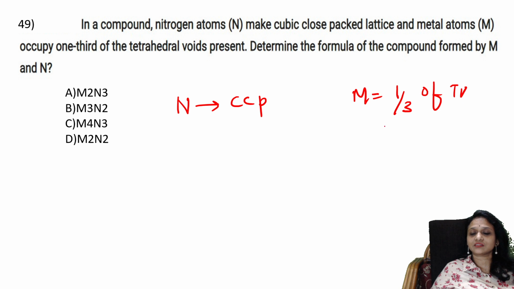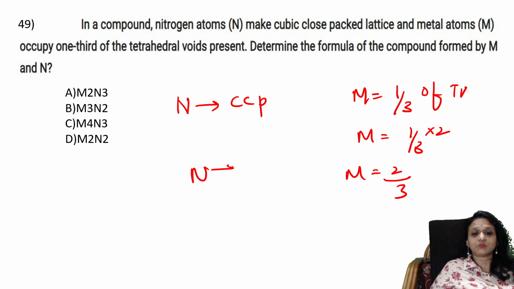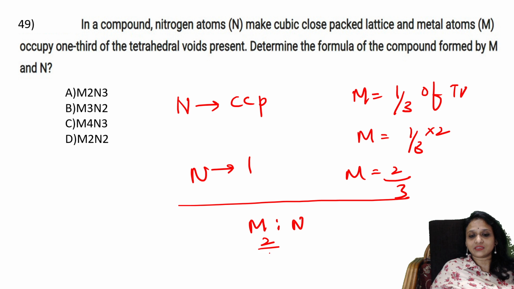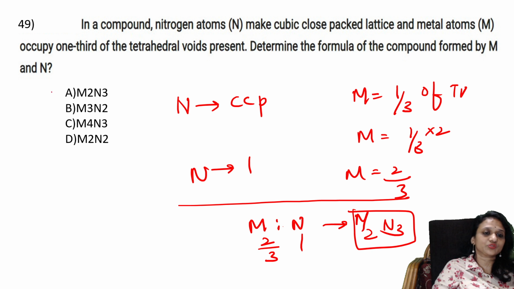How many TVs are there? TVs are 2. So 1 by 3 into 2, M is equal to 2 by 3. How many atoms are there in cubic closed packing, students? Number of atoms is 1. So make this ratio M is to N, 2 by 3 and 1. Now when it is a ratio, what do you do? You cross it. What do you get? You get M2N3. So the formula is M2N3.